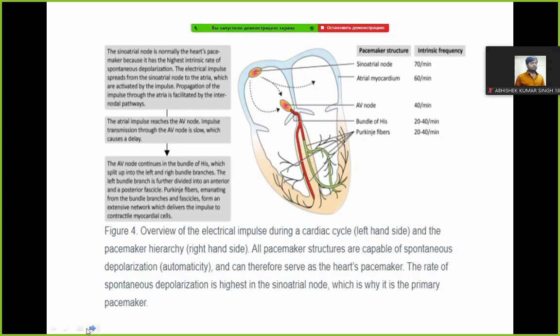This figure demonstrates the pacemaker structure, an overview of the electrical impulse during a cardiac cycle and the pacemaker hierarchy. All pacemaker structures are capable of spontaneous depolarization, or automaticity, and can therefore serve as the heart's pacemaker. The rate of spontaneous depolarization is highest in the sinoatrial node. That is why it is the primary pacemaker.